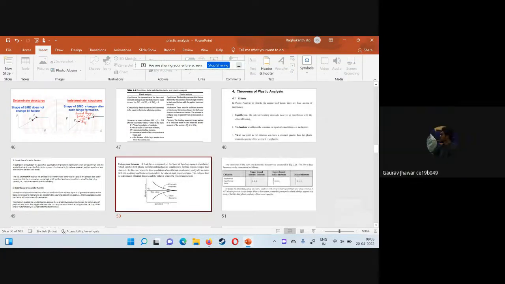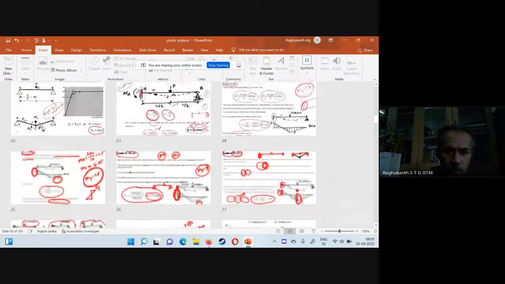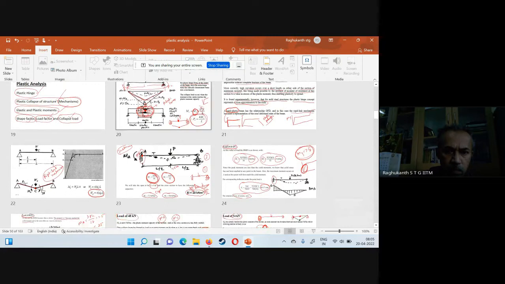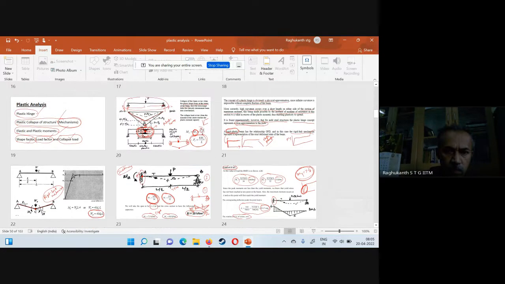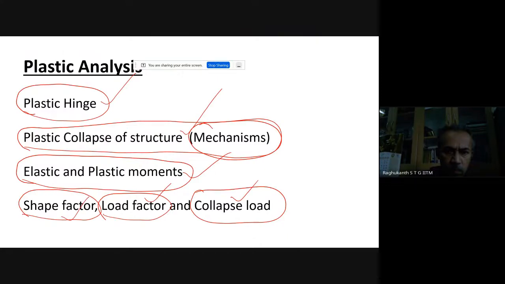Yes, sir. Okay, cool. So anyway, last class we already started the last topic of this course, that is plastic analysis. I explained a direct method, that is the incremental method: how to do the plastic analysis and how to calculate the collapse load, that is the load at which the collapse happens.